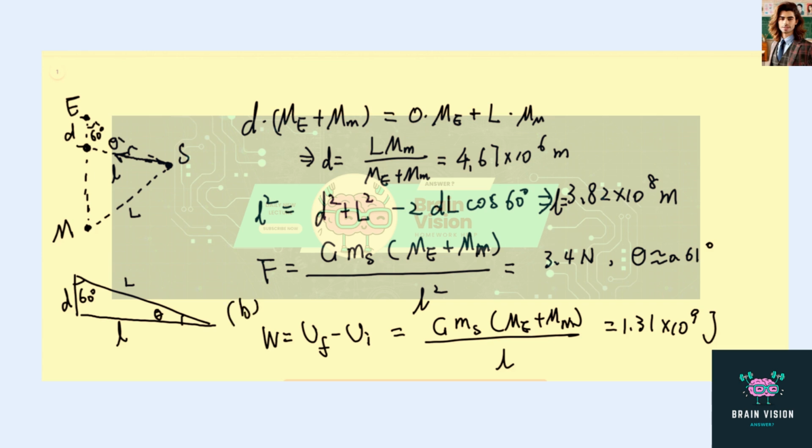So that was question A. For question B, we need to move the satellite to an infinite point. At the infinite point, the final potential is 0, and the initial potential is the potential we have when the satellite is here. So the work is the final potential minus the initial potential. Basically it's the negative of the initial potential, which is G times the mass of the satellite times the total mass of the Earth and the Moon, divided by small l, and the value is 1.31 times 10 to the 9 joules.